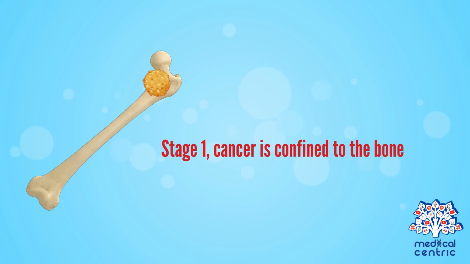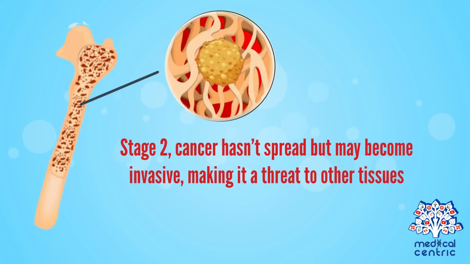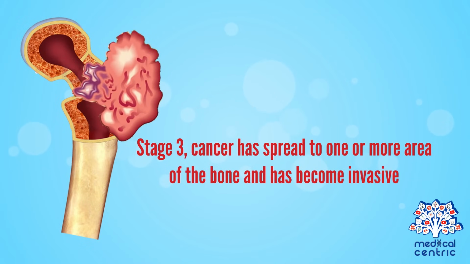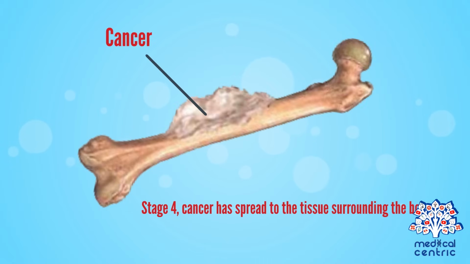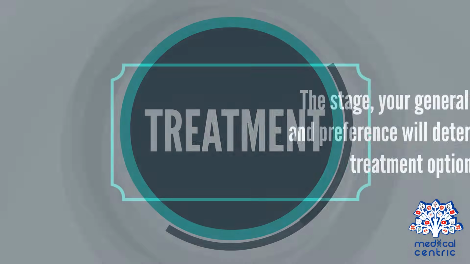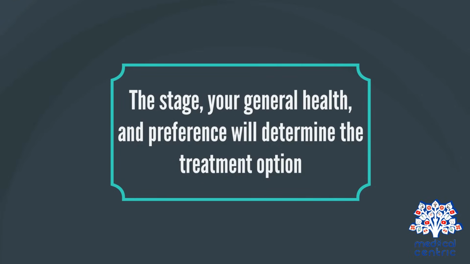Stage 1. Cancer is confined to the bone. Stage 2. Cancer hasn't spread but may become invasive, making it a threat to other tissues. Stage 3. Cancer has spread to one or more areas of the bone and has become invasive. Stage 4. Cancer has spread to the tissue surrounding the bone and to other body parts, such as the lungs or brain. Treatment. The stage, your general health, and preference will determine the treatment option.